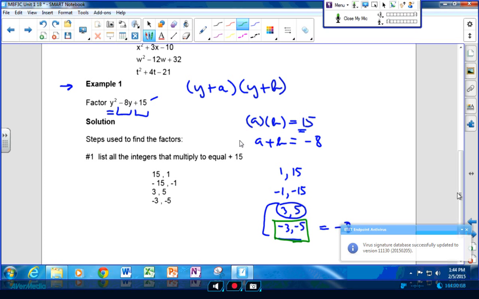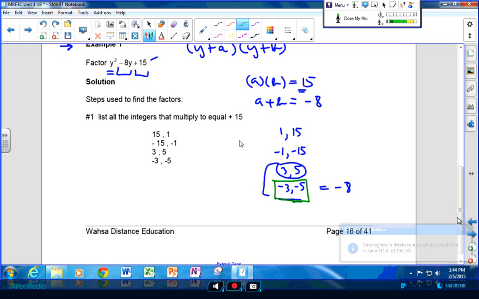Okay. So now that we have those two numbers, it's a pretty straightforward step to set up the two binomials that were used to generate the y squared minus 8y plus 15. I'm going to put y in brackets, and now it's -3, -5. So it's y minus 3 times y minus 5. And if you were to work that out, you should end up with y squared minus 8y plus 15.